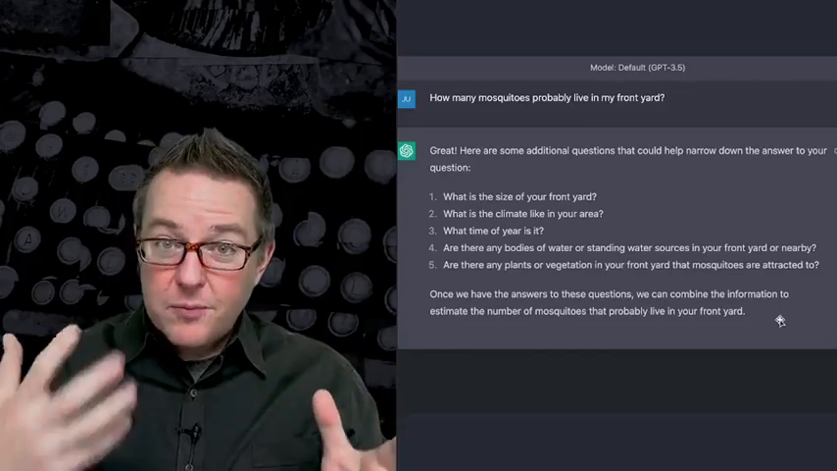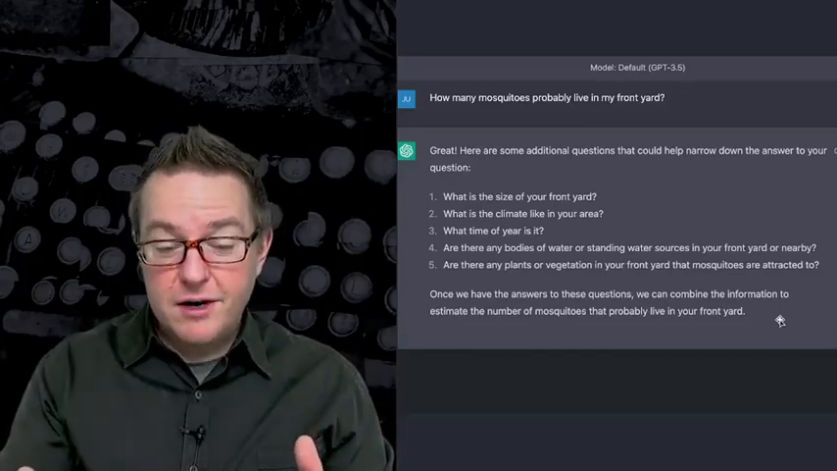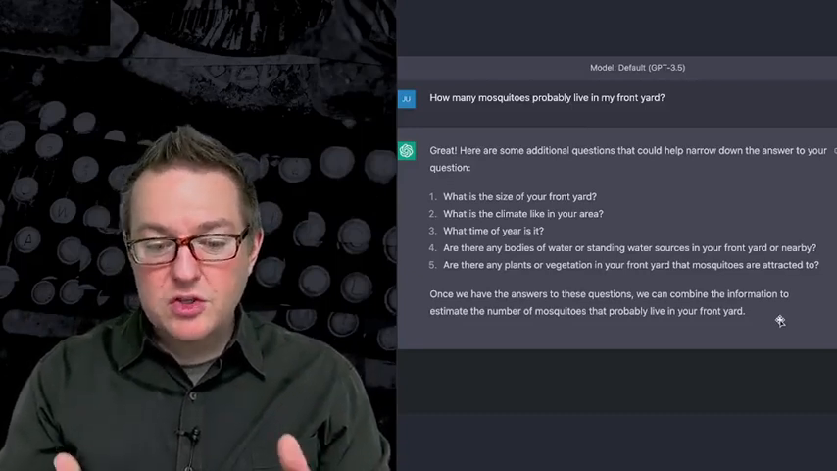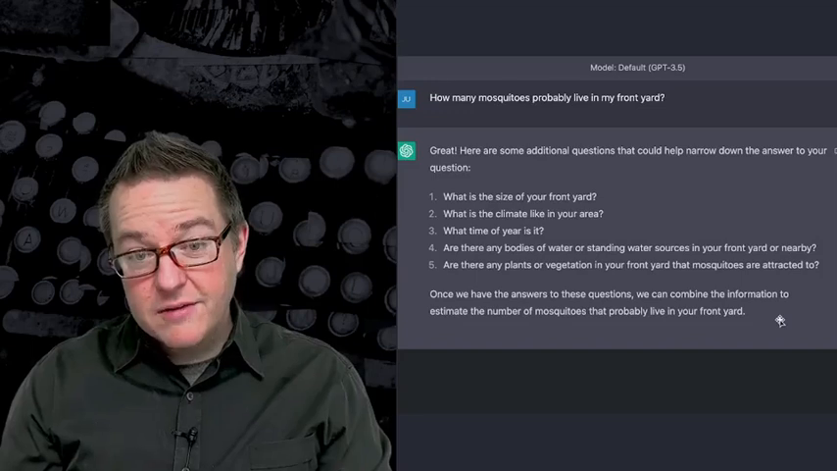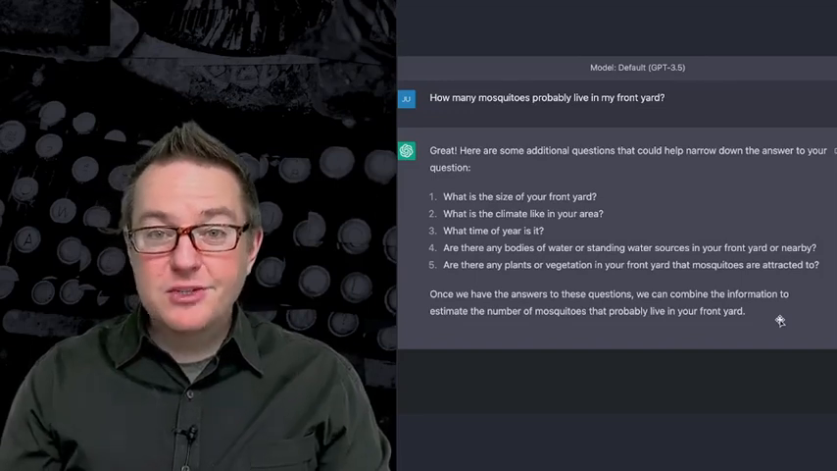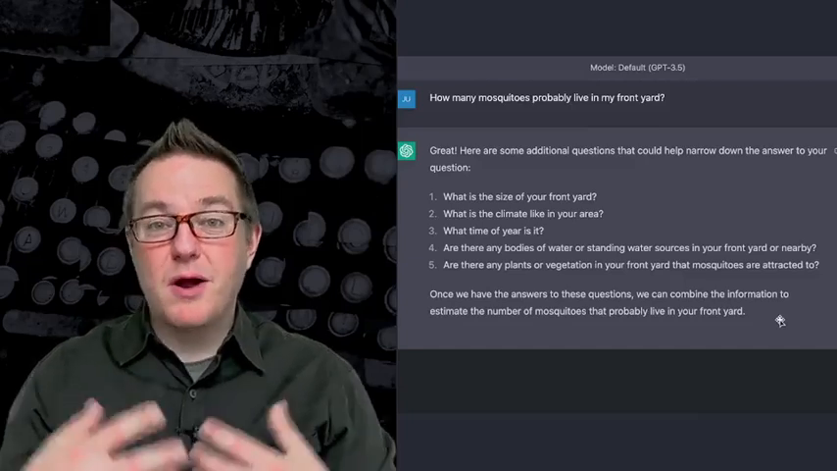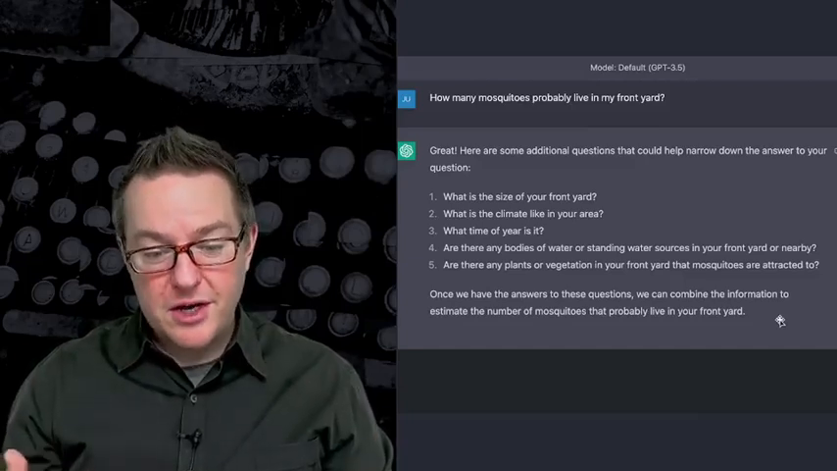It follows our prompt pattern. It follows the cognitive verifier pattern, and it generates a bunch of additional questions. Let's look at those questions. What is the size of your front yard? Well, obviously that's really important. If I have a bigger yard, I'm likely to have more mosquitoes. It's probably related to the square footage of my yard.